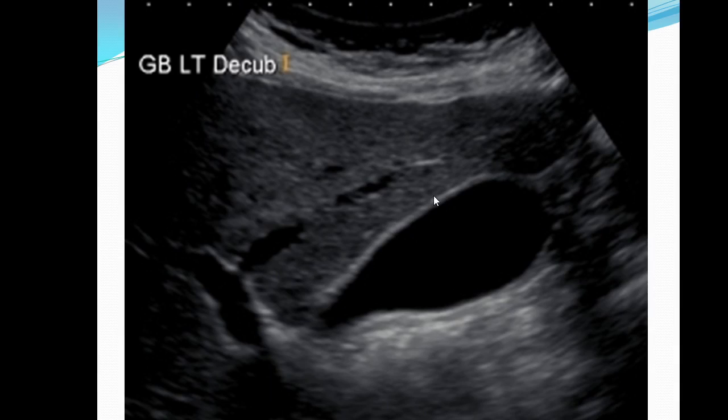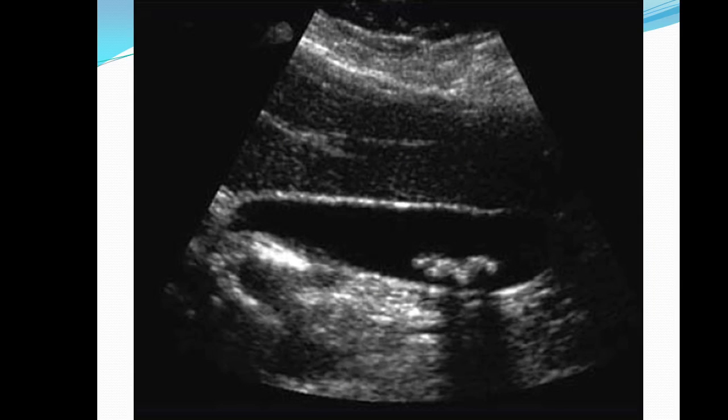This is the liver and the gallbladder visualized on ultrasonography. Here you can see the gallbladder. Here you can see the stones in the gallbladder. So gallbladder and the stones in the gallbladder can be very well visualized on ultrasonography. We also visualize the liver.